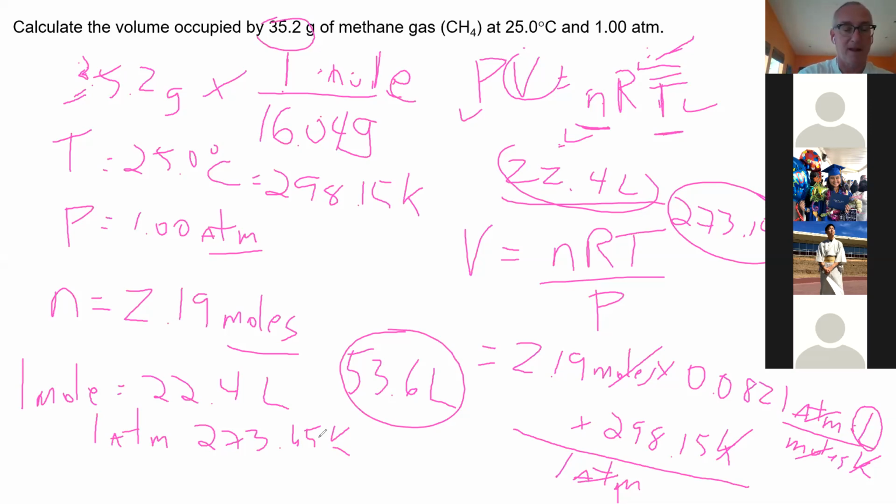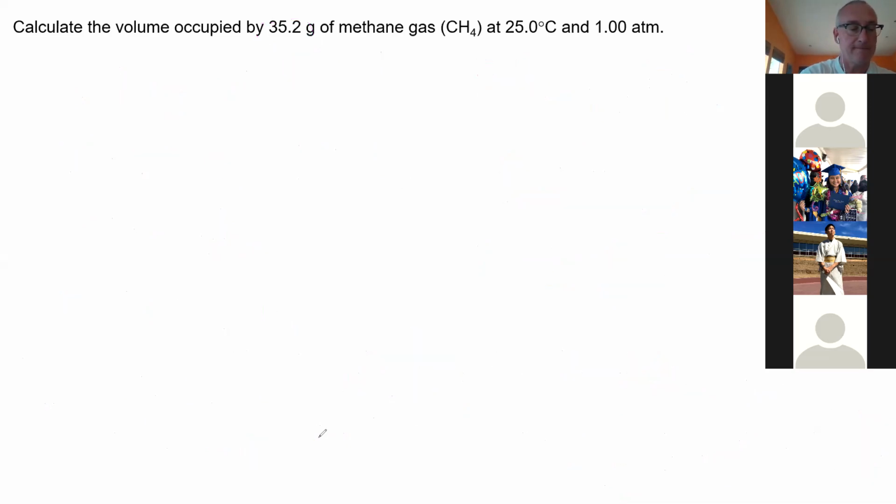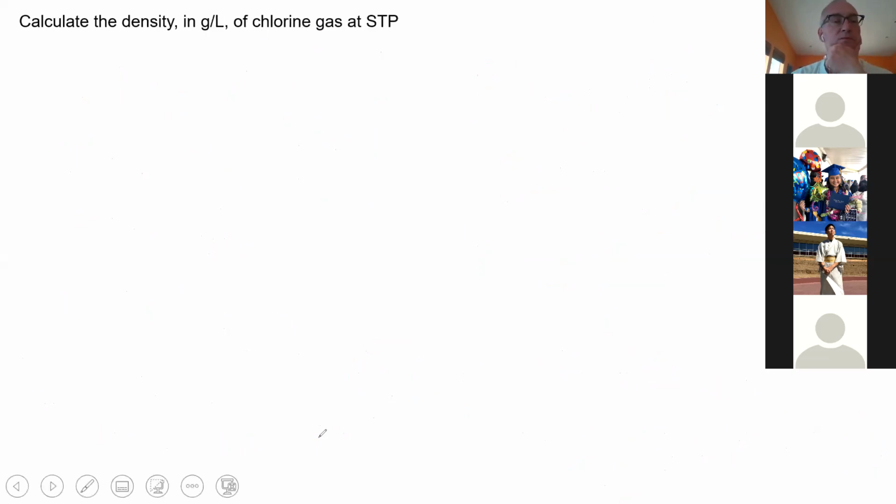Okay, so is there another one we should do? How about, so density we sort of went over. Here we're going to need to use R as well. So shall we do this one together? Yeah, I'm down for it. I'm up for it.